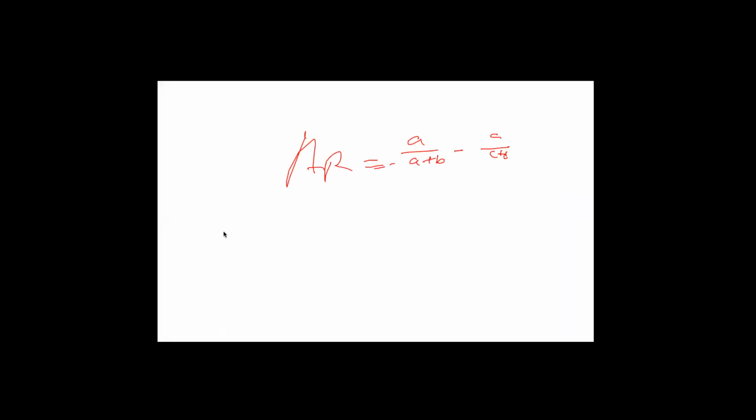So like I was talking about attributable risk. Attributable risk is given by the formula A by A plus B minus C by C plus D. Okay? Right. Next to that is attributable risk percent.